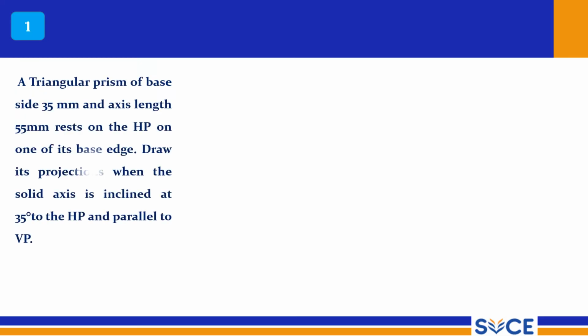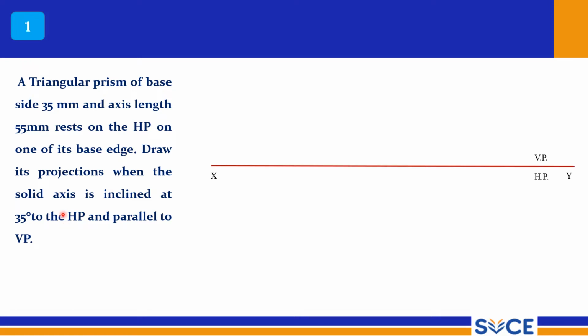So question number 1: a triangular prism of base side 35 mm and axis length 55 mm rests on the HP on one of its base edge. Draw its projections when the solid axis is inclined at 35 degrees to HP and parallel to VP. So here you should underline this 35 degrees to HP. It means that theta is given. So theta angle we know, and now initially we need to assume the solid is standing and the given axis is perpendicular to HP. So you have to start from that view.